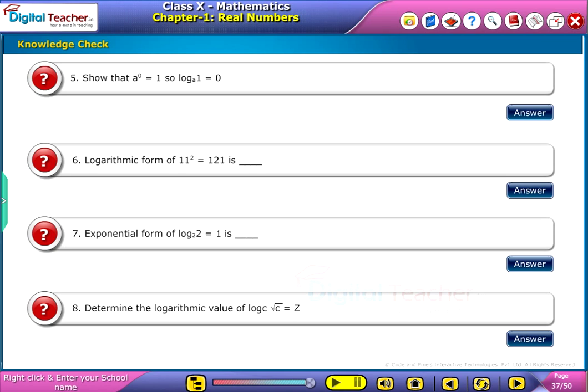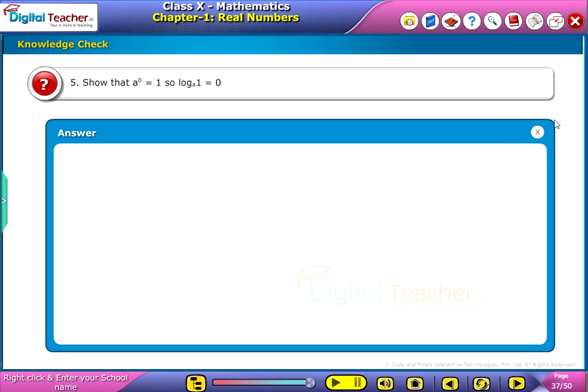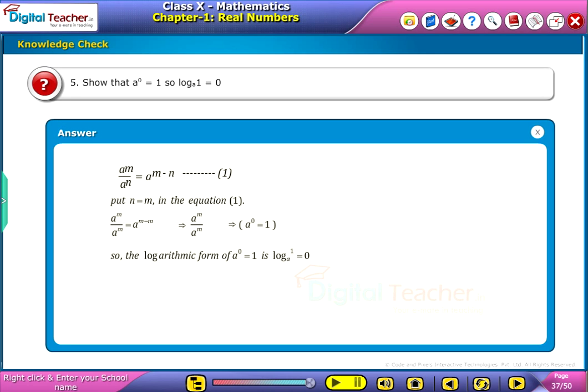Attempt the following question to check your understanding. Show that a power 0 is 1. So log 1 to the base a is equal to 0. Since a power m by a power n is equal to a power m minus n, put n equal to m in equation 1. Then as shown, the logarithmic form of a power 0 equal to 1 is log 1 to the base a equal to 0.